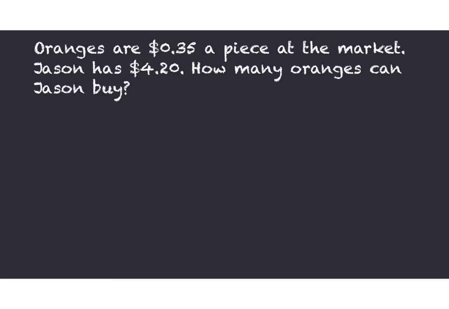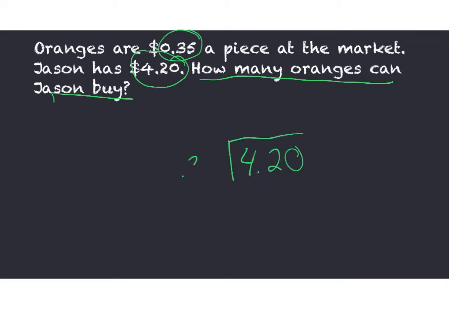Okay, class, let's take a look at this first problem. Oranges are 35 cents a piece at the market. Jason has $4.20. How many oranges can Jason buy? So we want to find out how many oranges he can buy. And we know that he has $4.20 with him, and that each orange is going to cost him 35 cents. So in order to solve this problem, I'm going to divide $4.20 by 35 cents.